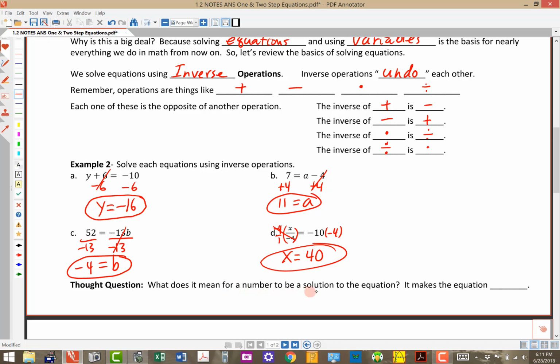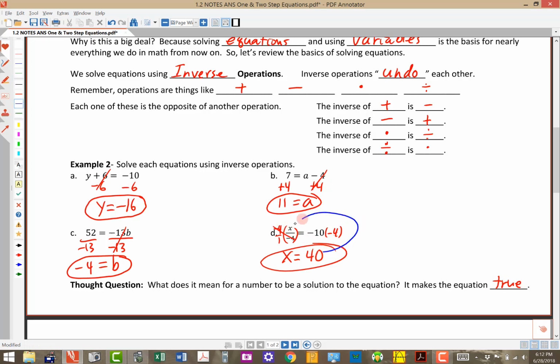What does it mean for the number to be a solution of the equation? So is 40 an answer or solution to this equation? Is 11 a solution to this equation? Is negative 16 an answer to this equation? Is negative 4 an answer to this equation? Well, when we say it's a solution or it's the answer to an equation, what we mean is it makes the equation true. So if we were to take this one and plug it back in here, in fact, let's go ahead and do that.